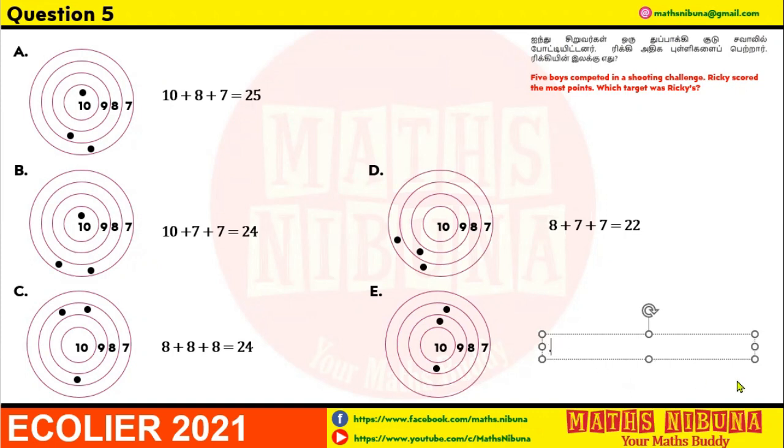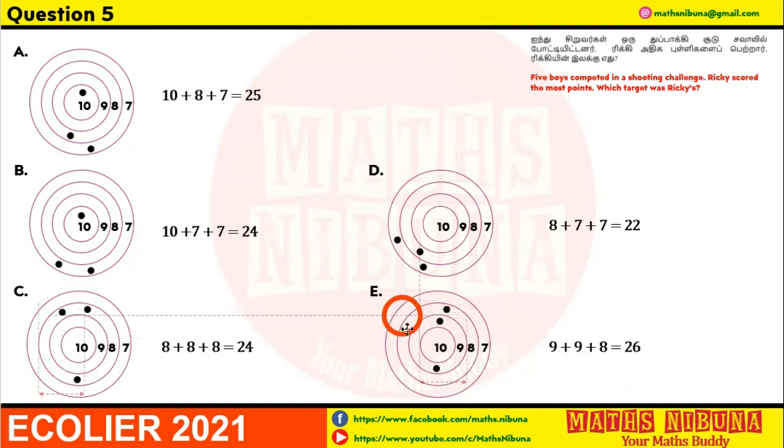And then the last one, we don't have 10, but we have 9 two times. Then 2 dots inside the 9, and 1 dot inside the 8. So 9 plus 9 is 18, 18 plus 8 is 26. Now look at A, B, C, D. Which one is highest? To be sure, the highest is E, 26. So the richest one is E. He scored the most points.